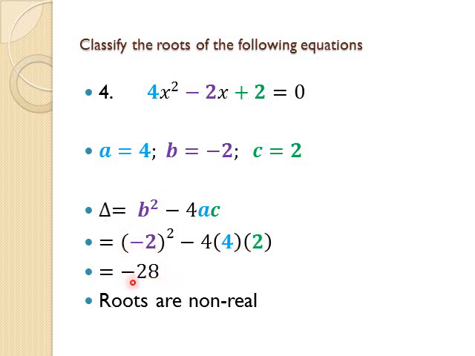As soon as the discriminant is a negative value, we say the roots are non-real, meaning they don't form part of the real number system. Right? So those are the 4 different ways we would classify roots. I hope you understand. Right?